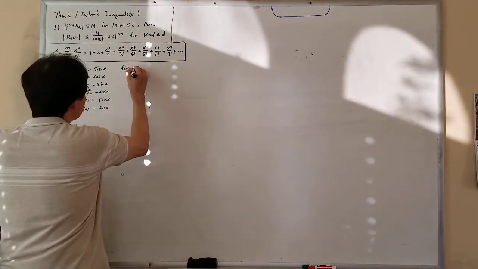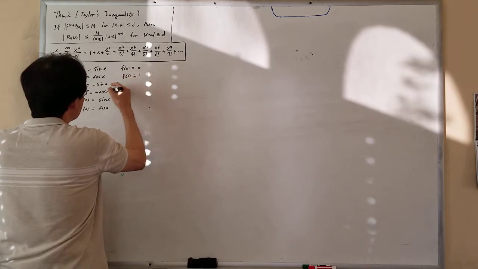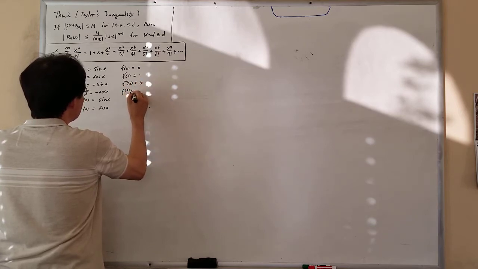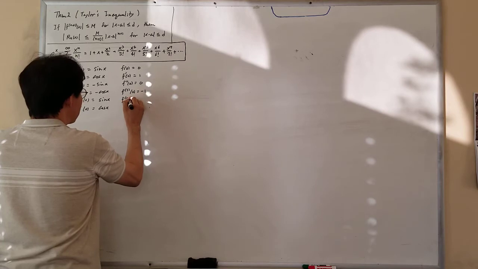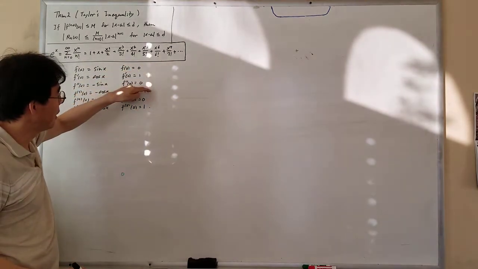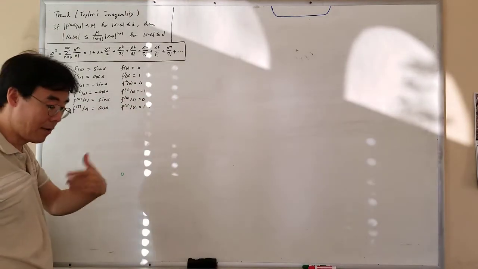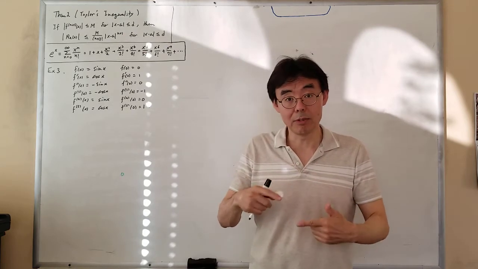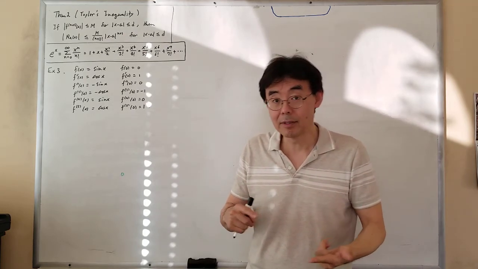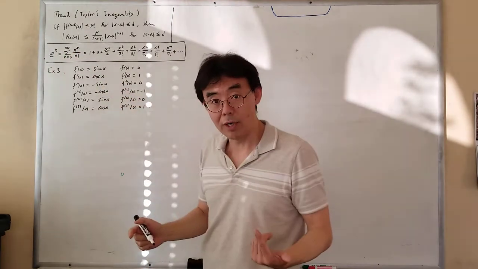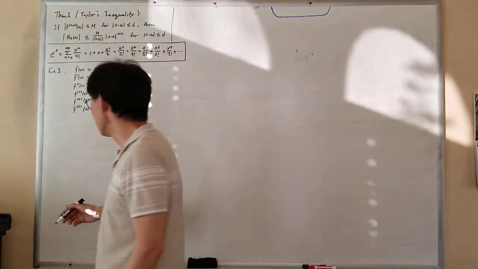So f of 0 equals 0, f prime of 0 equals 1, then the second derivative, the third order derivative is minus 1, the fourth order derivative, the fifth order derivative, and it's going to be 0, 1, 0, negative 1, 0, 1, 0, negative 1. Every other term is 0. The other every other terms will be alternating between 1 and negative 1. Okay? For e to the x, the derivative at 0 was always 1. Here, it is different.